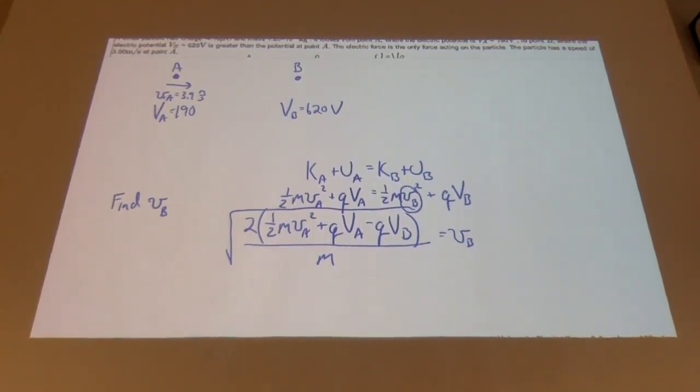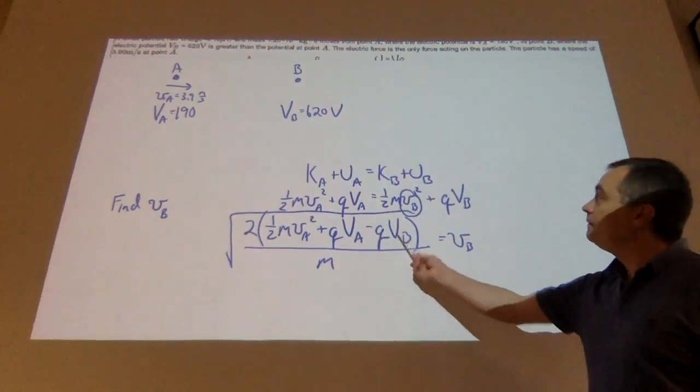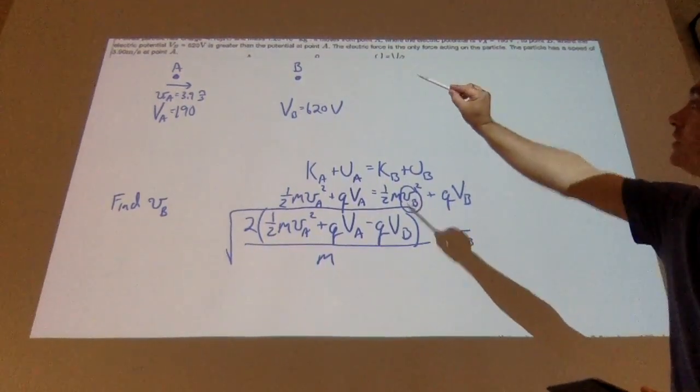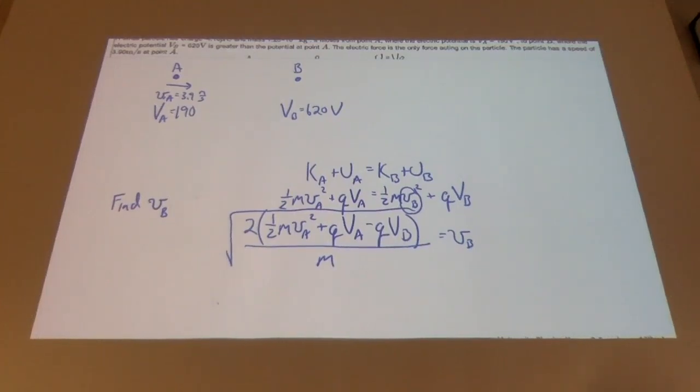But you don't have the VB. How will you plug it in? Oh, we do have that one though. It's 620. That's the potential at point B. So let's plug these in and make sure that we're all on the same page as far as what the numbers are.